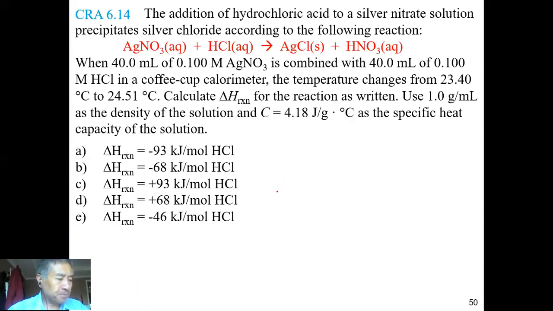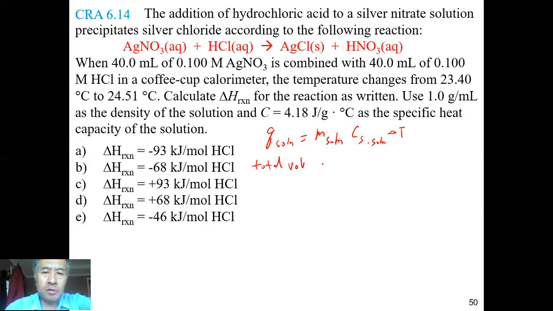We can start with Q solution equals mass of solution times Cs of the solution times delta T, to get the Q solution first. To do that, we need the mass of solution, which we can get from the given information, and we also need to calculate delta T. The mass of solution will depend on the total volume. Our total volume of the solution equals 40.0 milliliters from the AgNO3 plus 40.0 milliliters from the HCl. Altogether we get 80.0 milliliters.